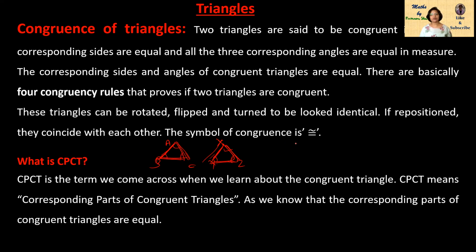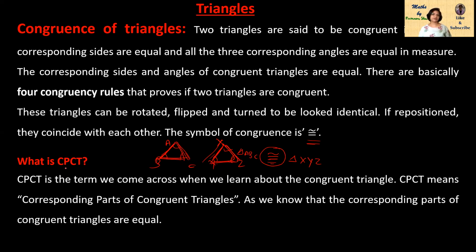The symbol of congruence is this. You can write in that form: two equal signs and one this sign, right? So this is the symbol of congruence. If we have to write triangle ABC is congruent to triangle XYZ, you can write in that way: triangle ABC, congruent, this sign, and then triangle XYZ.